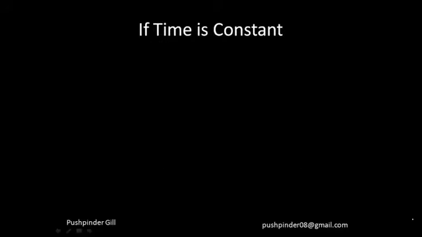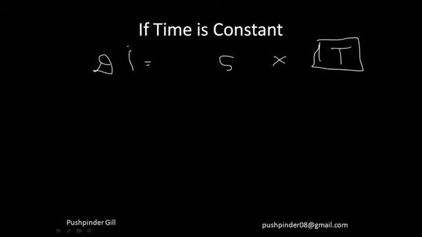So now the last part of the variation is if time is constant. So let me just write it down again, right? Distance is equal to speed into time, right? So now time is kept constant. So again, if I increase my distance, if I want to travel more distance in the same time, that means I have to increase my speed, right? So that means I can say that distance is directly proportional to speed.